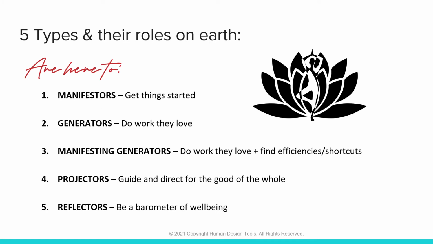Quickly, I just want to talk about the 5 types and their roles on Earth. We'll be digging into them a little bit deeper later, but this is just kind of like, what are the types and what are they here to do? So the first type is the manifester, and this is maybe like 9% of the population. They're here to get things started, get the ball rolling. So they initiate others.